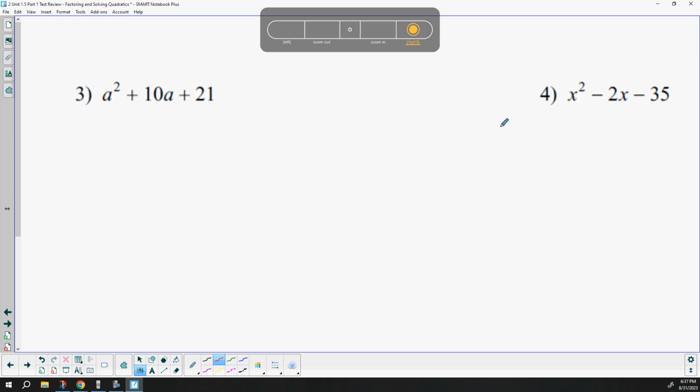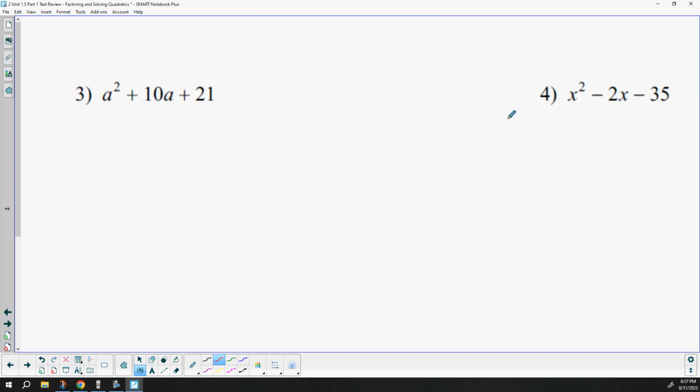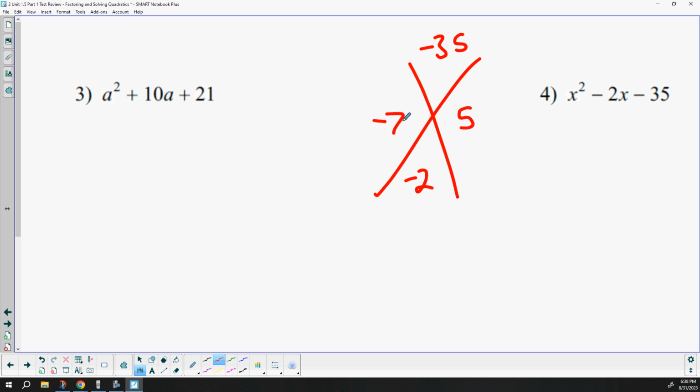4. Since it's a trinomial, greatest common factor, there are none. It is written in standard form. So, negative 35 on top, negative 2 on the bottom. Do some calculations. Probably negative 7 plus 5. Negative 7 plus 5 is negative 2. Multiply, we do get the negative 35. So x minus 7, x plus 5. Boom, because we're factoring.